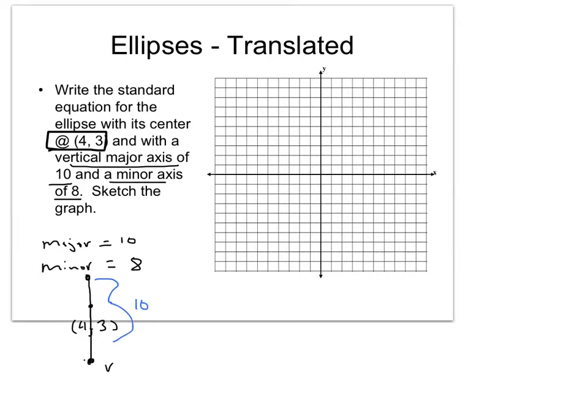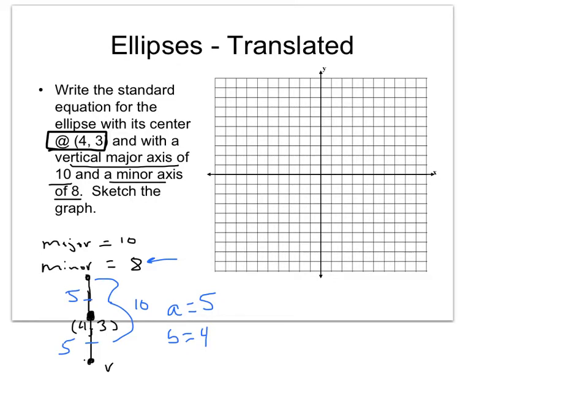And my picture is not the best here. Let me erase that guy, get it a little bit cleaner. There's where the center is. So that means that each of these pieces are 5 units, because if the center is the middle, and the whole distance of the segment is 10, each piece is 5 units. So that tells me right away that a is equal to 5. And then we'd do the same with the minor axis. I know b is equal to 4.